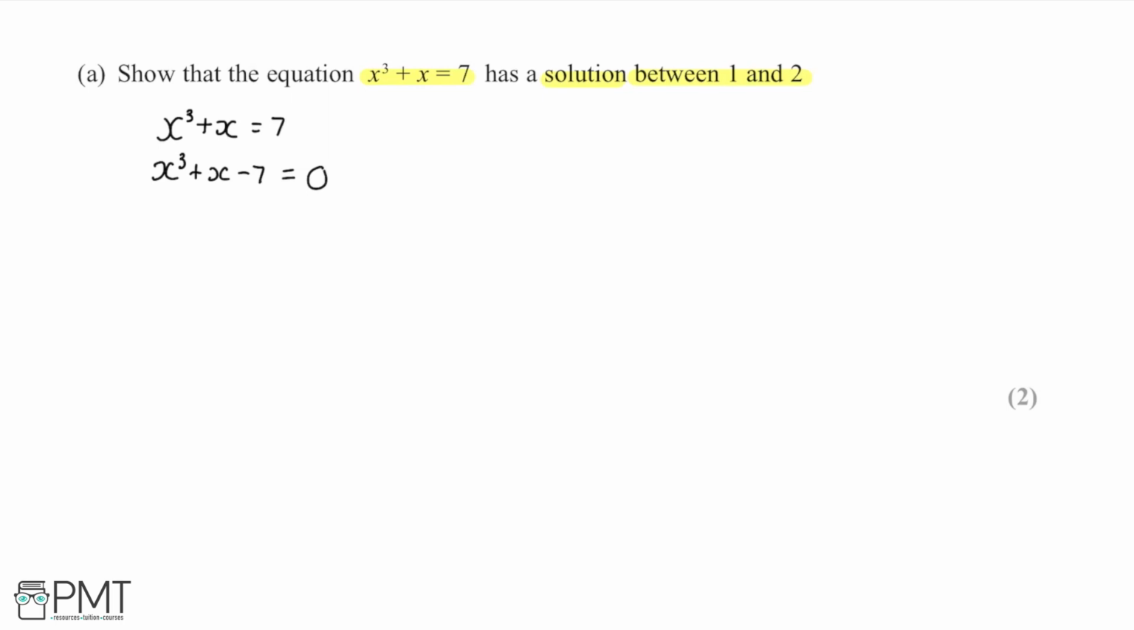So if we're looking for a solution between 1 and 2, to show that there's a solution here, we need to show that this equation over here has a solution between 1 and 2 similarly. And the way that we can do that is by subbing in the values of x equals 1 and x equals 2, so the bounds here, and looking at the values that we get out and seeing what they are in comparison to this 0 that we're looking for, where the root is, where the solution is.